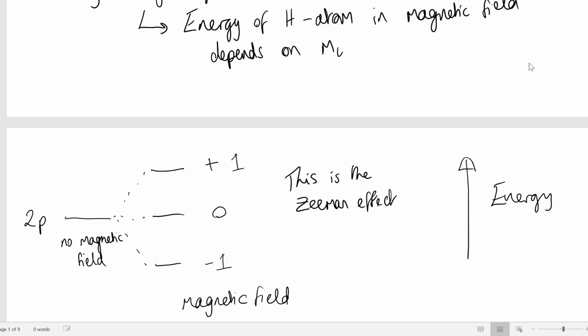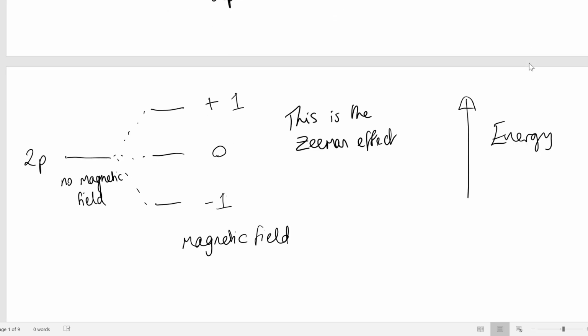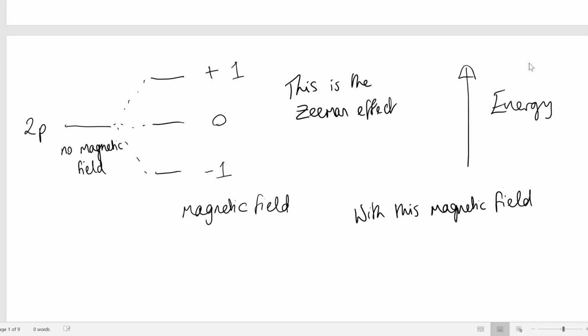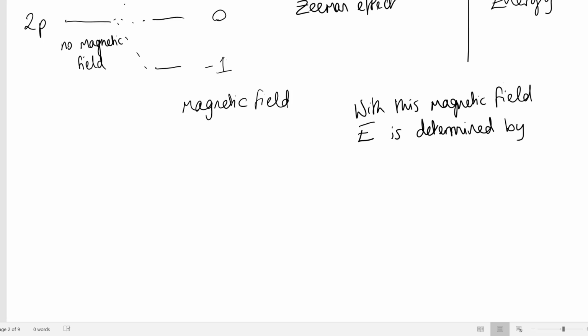And we'll talk about this more in section 7.4 of the textbook. But it turns out that with this magnetic field, the energy E is determined by both n and m sub L. Well, as promised, we now get to talk about how we start to plot these wave functions. So let's have a look.